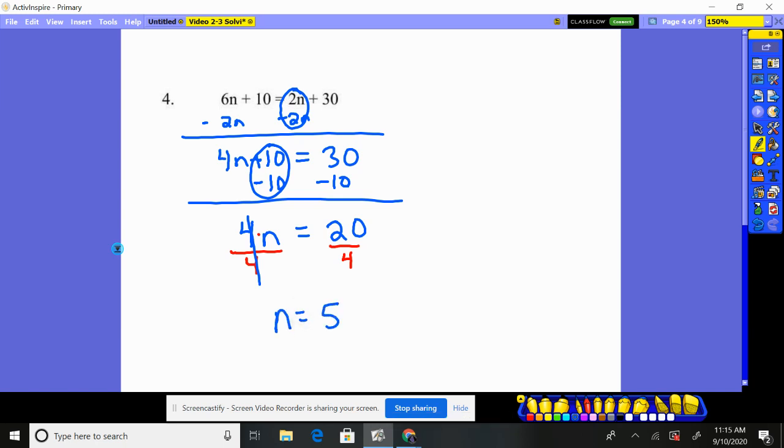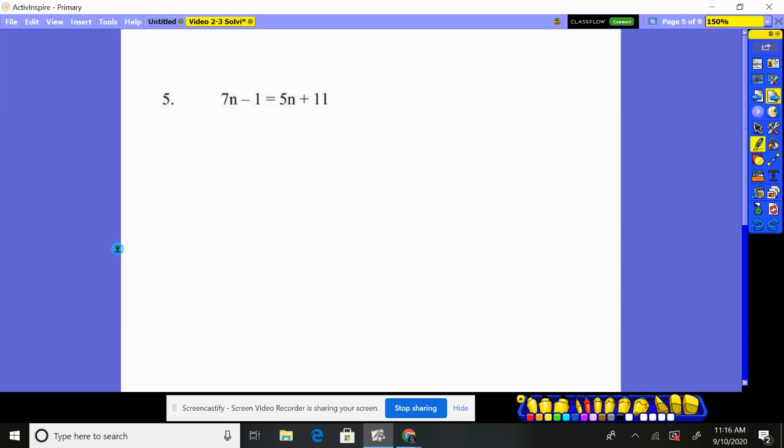I can check it. I want to see, hey, did I do this correctly? Well, let's go back, because what we were doing was figuring out what value for n would make the equation true. So 6 times, we said n was what, 5, plus 10, does that equal 2 times 5 plus 30? Well, let's see, 30 plus 10, that's 40 on the left, 10 and 30, 40 on that side. Check, yes, we are correct. So number 4, we're positive our answer is correct.